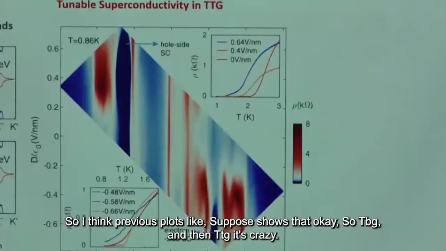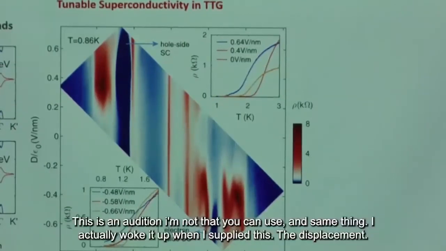Like this double layer pieces that I showed, the displacement field is kind of tuned into a single particle band. So this is an additional knob that we can use. And the same thing applies to this twisted tri-layer; we actually worked it out.